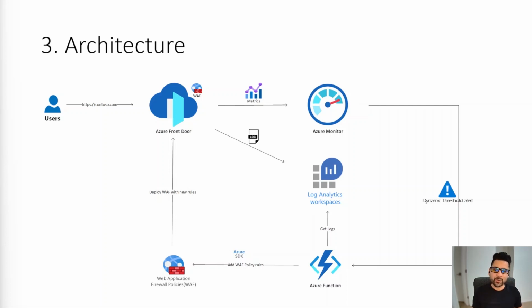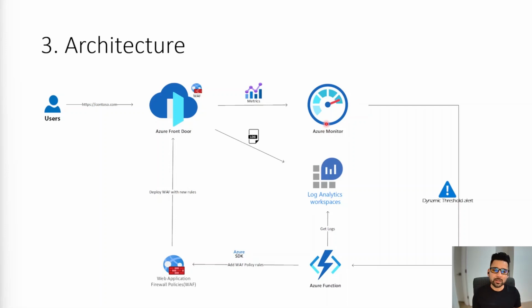Okay, now that we have a clear understanding of what we are going to build today, let's see the big picture view of how everything fits together. Let's assume this user is an attacker and they're sending a barrage of requests to an Azure Front Door endpoint. Every time a request comes to an Azure Front Door endpoint, it's going to emit metrics to Azure Monitor. And if configured or opted in, it's also going to stream request logs to a Log Analytics workspace.